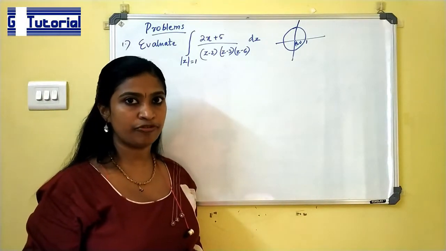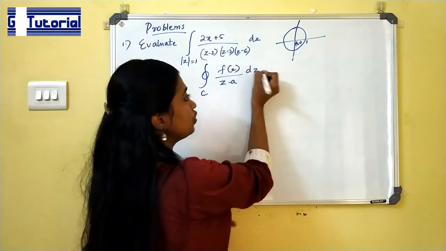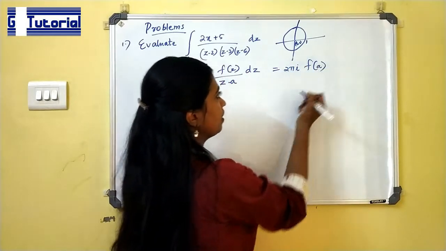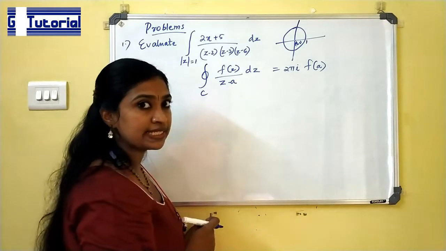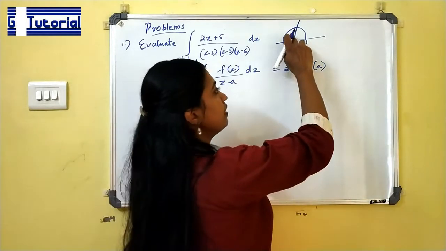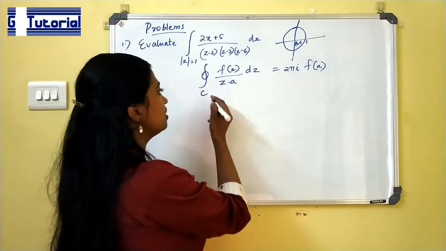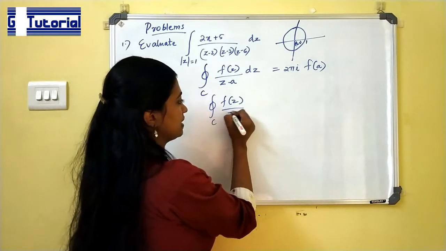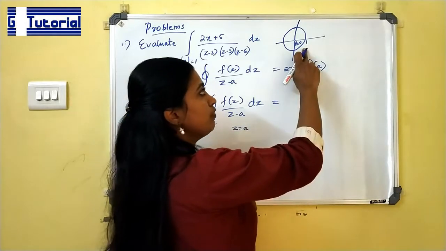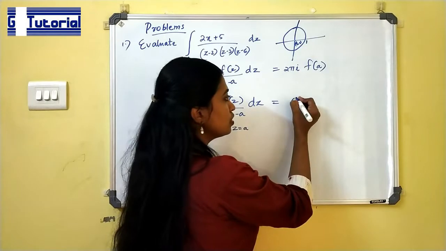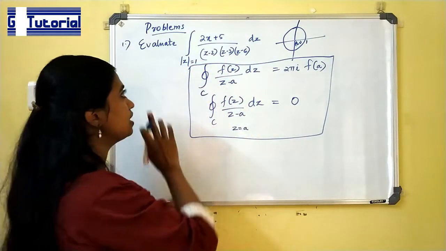We have studied Cauchy's integral formula: the closed integral over c of f of z by z minus a dz is equal to 2 pi i into f of a, where c is a closed curve, and z is equal to a is the pole. If the pole lies within this closed curve, the value of this integral is 2 pi i into f of a. And we have studied a special case: for the integral of f of z by z minus a dz, if the pole z is equal to a lies outside the closed curve, then the value of the integral is equal to 0.